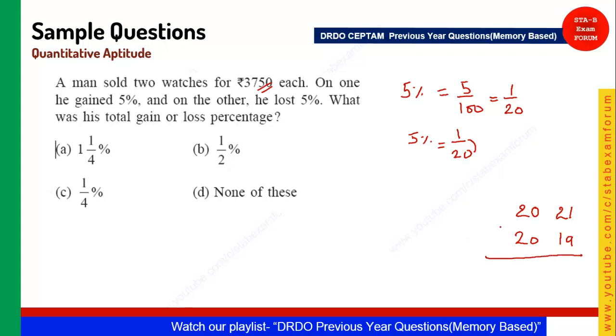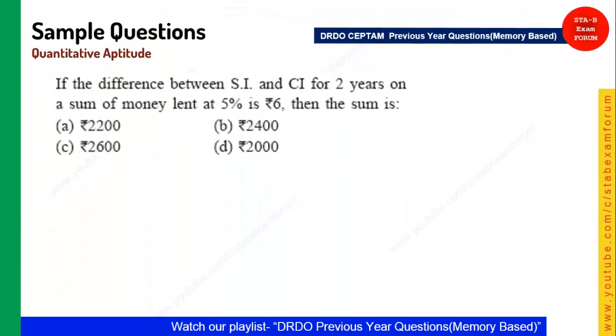Okay, so it is a case of successive multiplication. So 20 into 20 is 400, and 21 into 19 is what? Yes, 399. Okay, and their difference is what? 1. So what is the answer? 1 upon 400 into 100%. Okay, so 100 cancels, so 1 by 4% is the correct answer. So those who have given option C as their answer, they are right. Okay, so you can see, if you know this trick, you can easily crack these questions, right? Let's see the next question.